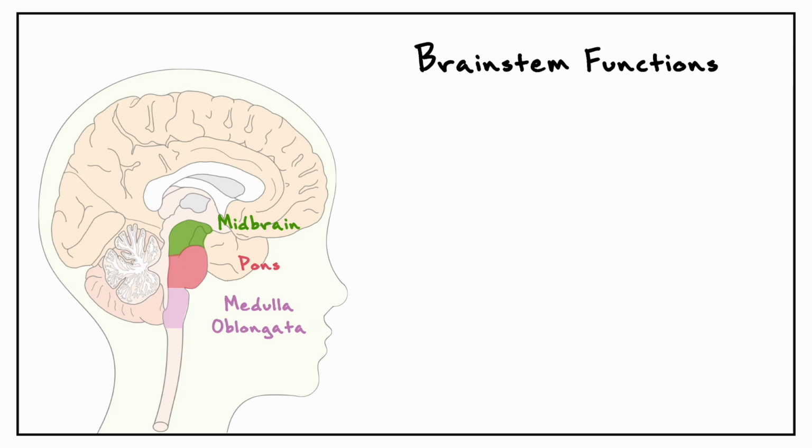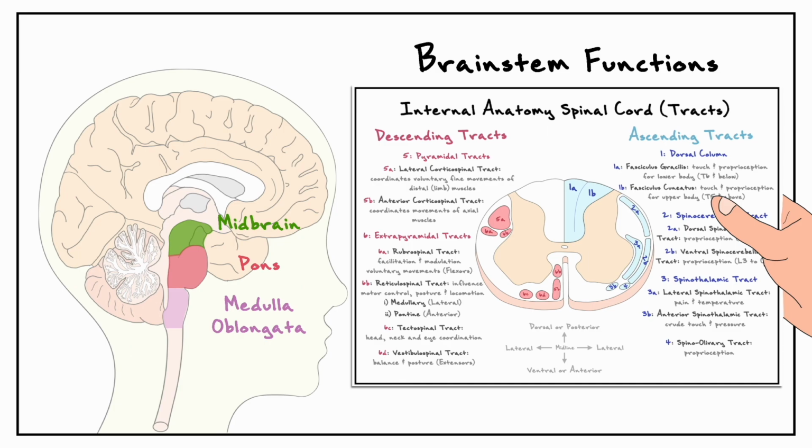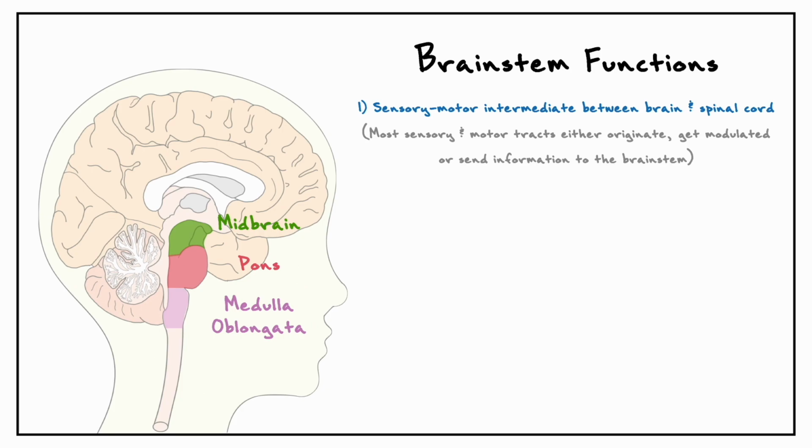Nonetheless, much of the sensory information that the spinal cord received from the body left the spinal cord through ascending tracts that reached upstream structures like the brainstem and the brain. When it came to motor information coming from the descending tracts, these tracts originated in structures coming from the brainstem or the brain. For that reason, we can say that one of the functions of the brainstem is being a sensory motor intermediate between the brain and the spinal cord, as it contains pretty much every sensory or motor tract that the body uses. Across these tracts, some originate in the brainstem, some get modulated by the brainstem, and some send information to the brainstem for processing.